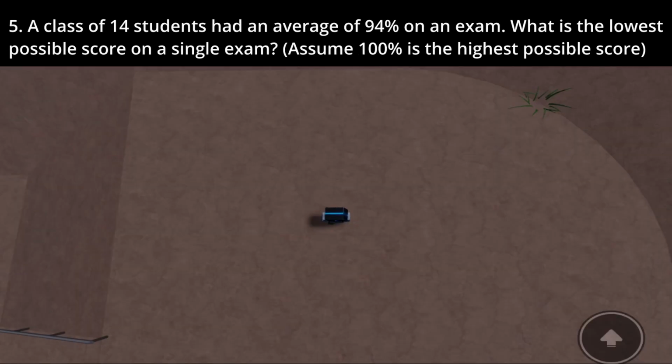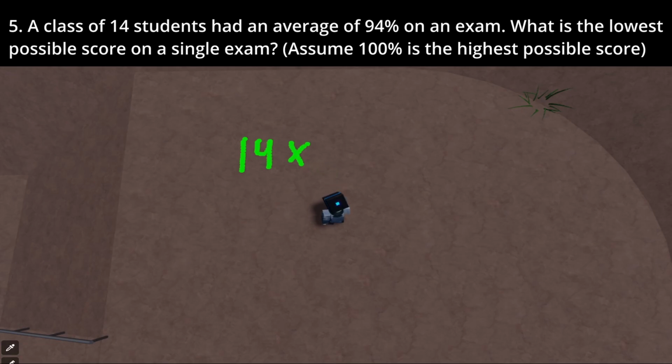This problem says, a class of 14 students had an average of 94% on an exam. What is the lowest possible score on a single exam? Assume that 100% is the highest possible score. To solve this problem, let's find the total sum of all the scores on this exam. To do that, I can just do 14 students times an average of 94% on the exam. And if you do that, you get 1,316% is the total sum of all the percents that the students got on the test.